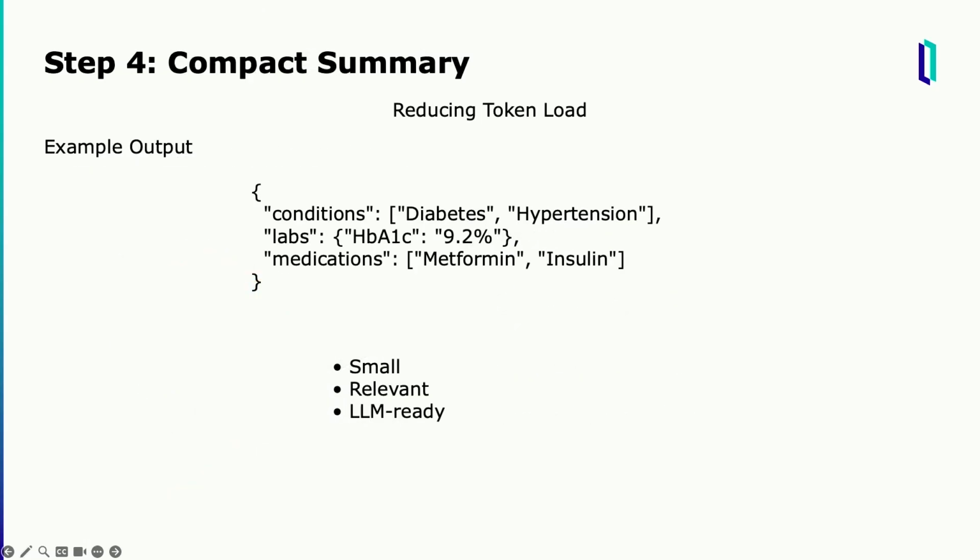After extraction, we compress the information further into a compact structure. The goal is not to lose clinical value. The goal is to reduce redundancy and noise so the model sees a small, relevant, token-efficient input. This is where the system becomes both cheaper and more scalable.